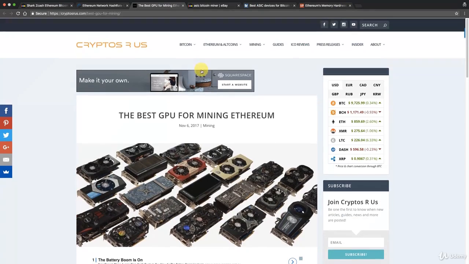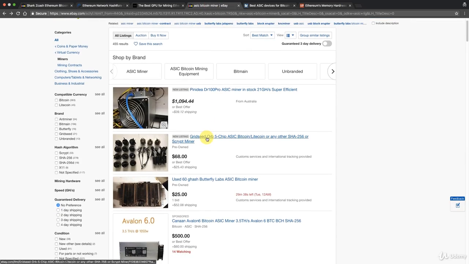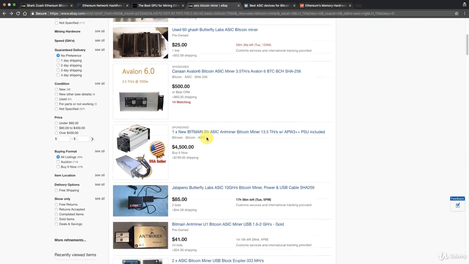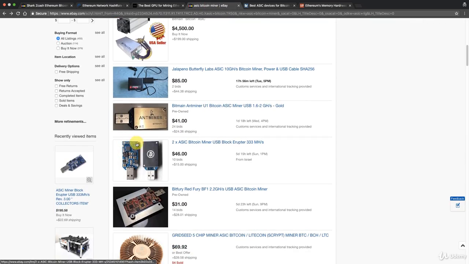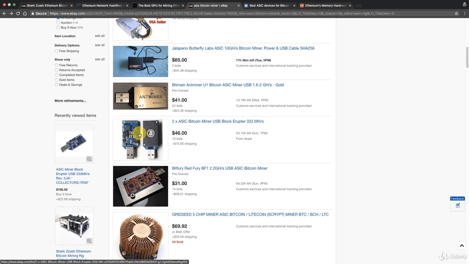Okay, so those are our GPUs, and let's move on to ASICs. So what does an ASIC look like? Look at that. When I saw this for the first time, I was so shocked. This little USB stick does 333 mega hashes per second. Again, you can't really compare to what we had there.